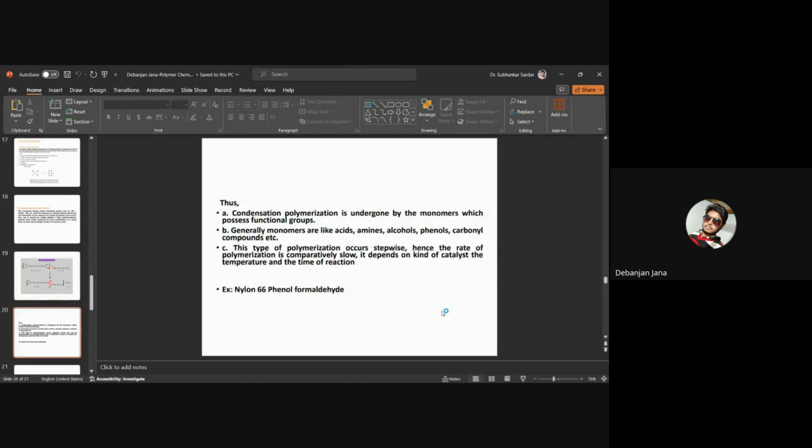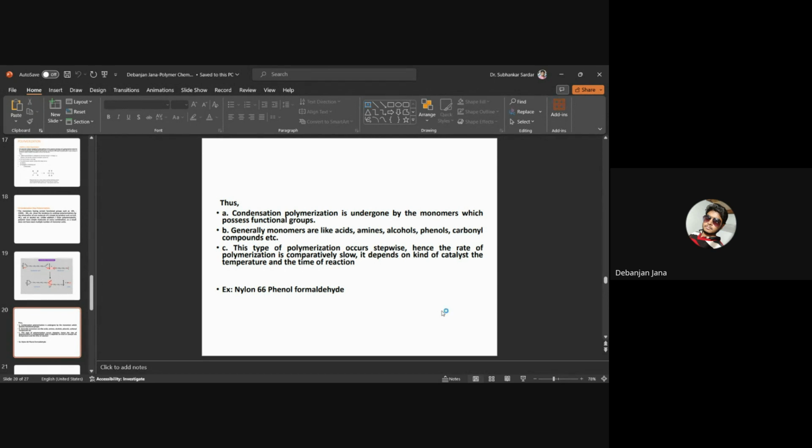Condensation polymerization is undergone by monomers which possess functional groups. Generally, monomers are like acids, amines, alcohols, phenols, carbonyl compounds, etc. This type of polymerization occurs stepwise. Hence, the rate of polymerization is comparatively slow. It depends on the kind of catalyst, the temperature, and the time of reaction.